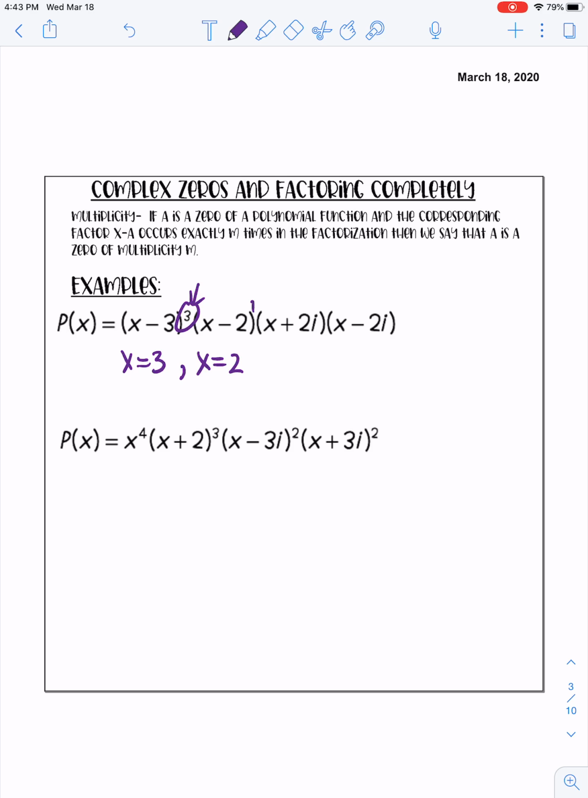And then we know that imaginary solutions occur in pairs, right? It's always plus and minus. So one of my zeros here would be x equals plus or minus 2i, okay? And here too, this is already in factored form, the second one. So I have x to the 4th, so x equals 0 is a solution with a multiplicity of 4, x equals negative 2 is a solution with multiplicity 3, and then I also have x equals plus or minus 3i as solutions as well with multiplicity 2, okay?